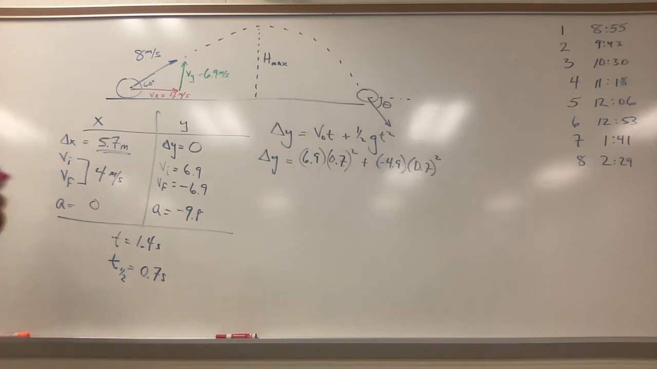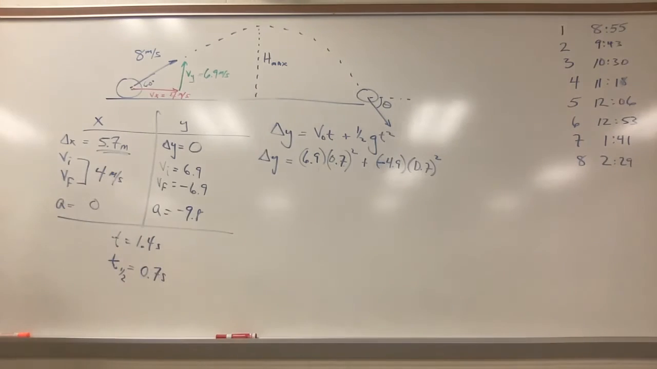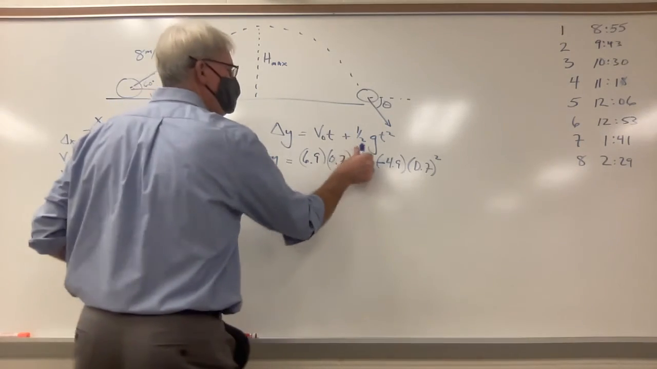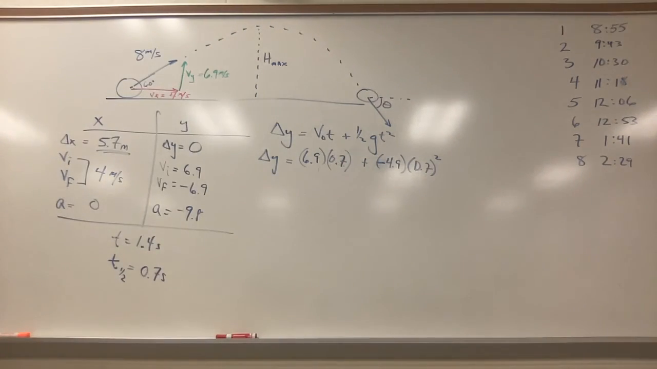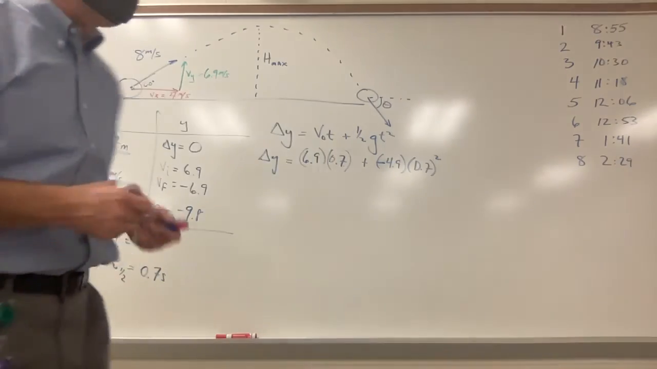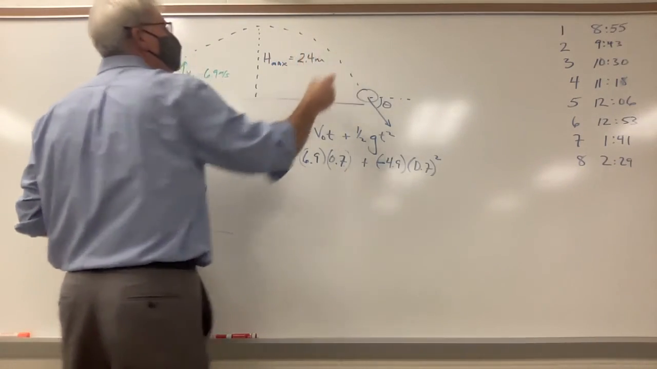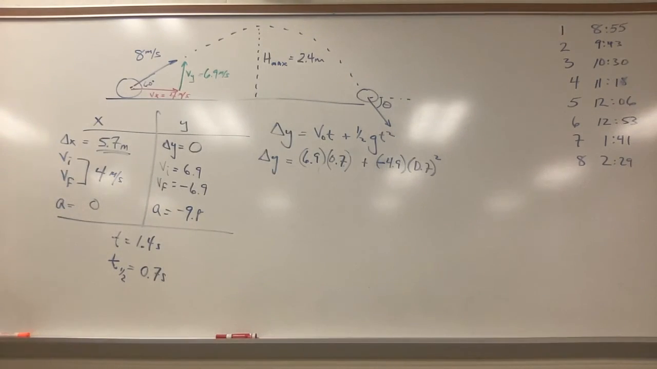Now the other classic move is to forget that negative sign. Don't forget that negative sign. Squaring 0.7, that's right. Then what do you get? Give the answer. It turns out to be 2.4 meters.